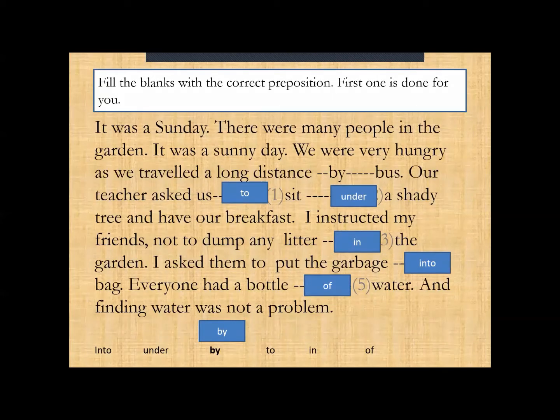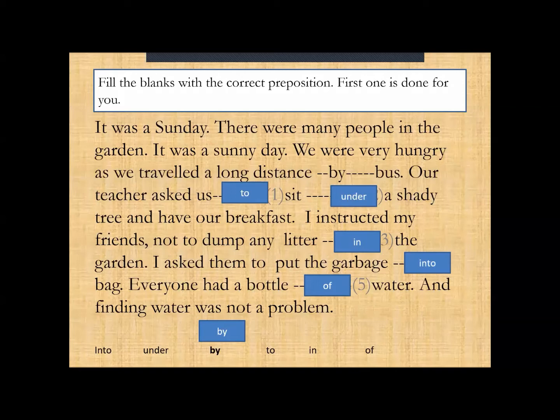It was a Sunday. There were many people in the garden. It was a sunny day. We were very hungry as we traveled a long distance by bus. Our teacher asked us to sit under a shady tree and have our breakfast. I instructed my friends not to dump any litter in the garden. I asked them to put the garbage into a bag. Everyone had a bottle of water, and finding water was not a problem.